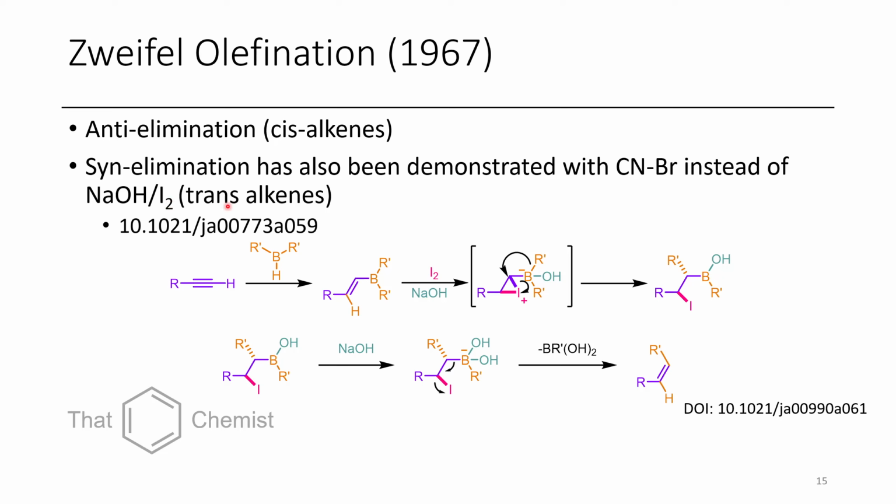Now, the cool thing you can do is if you do this instead of with sodium hydroxide and iodine, and you use cyanogen bromide, you actually can get trans-alkenes. So if you wanted to take this approach and get the opposite type of alkene, you can just switch to cyanogen bromide, which isn't ideal because it's quite toxic, but nonetheless, it's a method that's been reported.